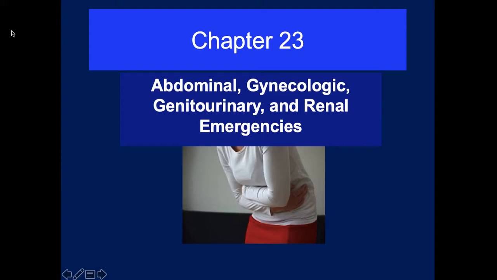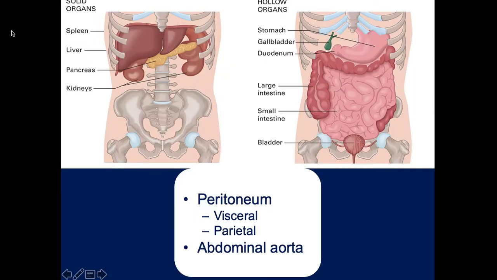23 abdominal emergencies. So from your anatomy class, you probably hopefully remember that there are solid organs and there are hollow organs. It would be a good idea to remember which one is which, what they do, and the risks to the patient if they rupture a solid organ versus a hollow organ.